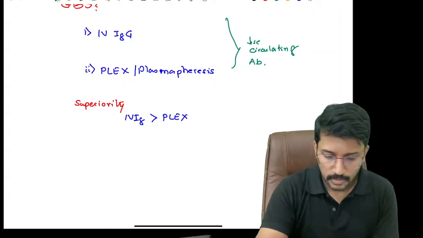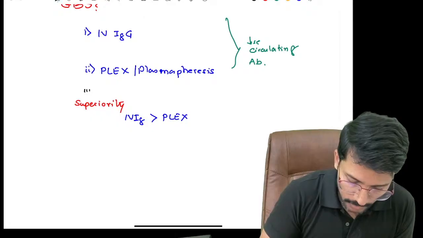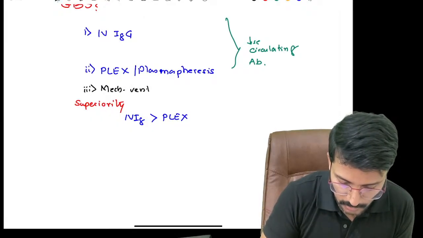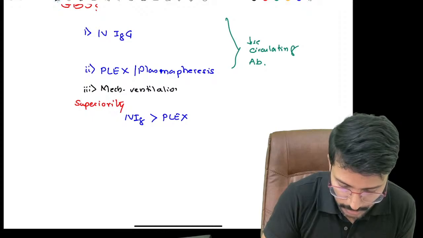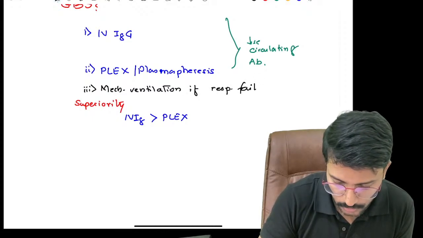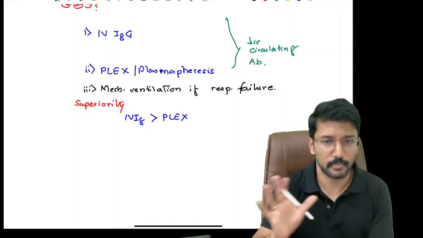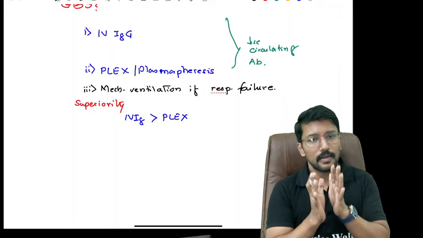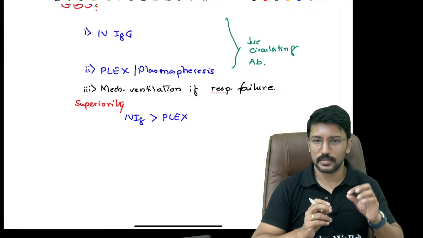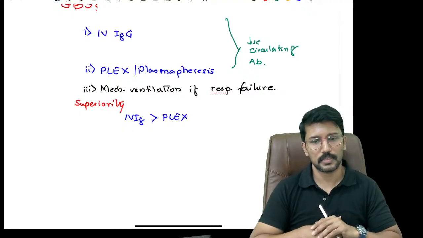Right? Okay. Now, the third thing that we have is to consider mechanical ventilation if the patient develops respiratory paralysis. Mechanical ventilation if respiratory failure occurs. Till the patient makes a recovery, you have to keep them on the ventilator. Okay. Now the role of antibiotics. Should I give antibiotics to treat the Campylobacter jejuni infection?